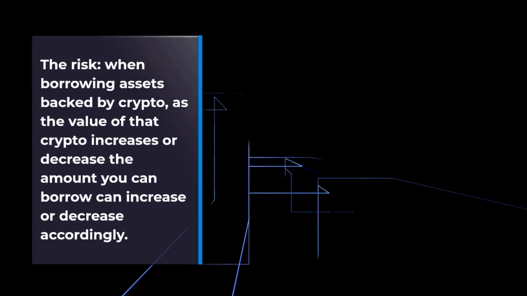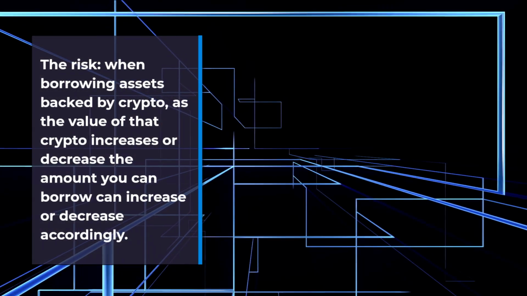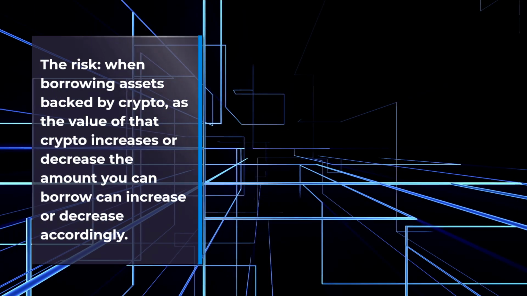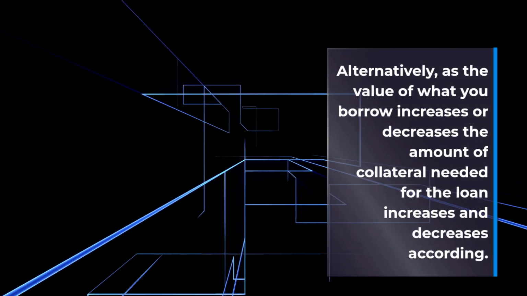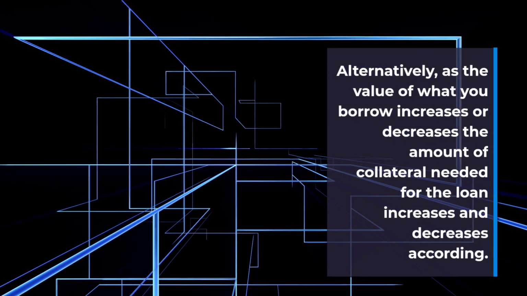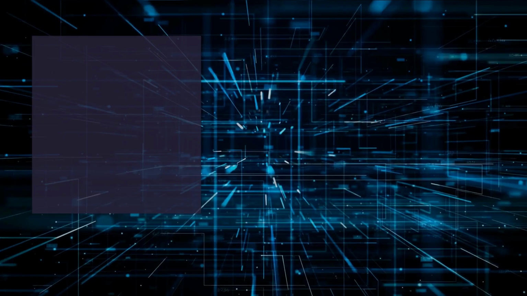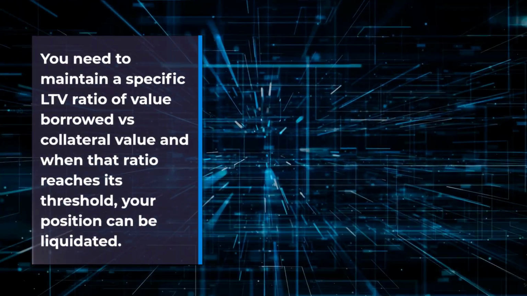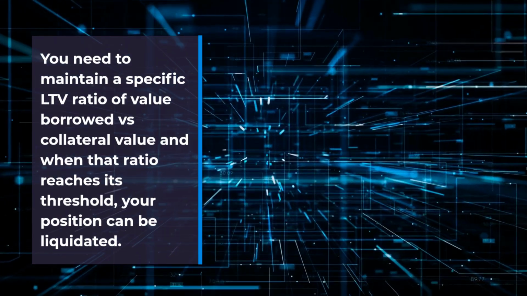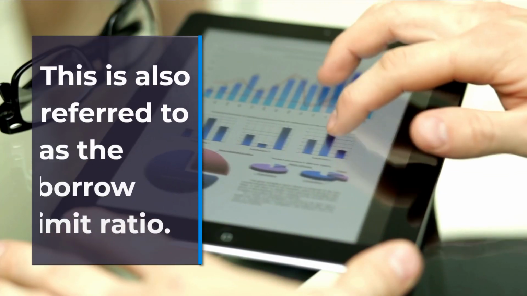The risk, when borrowing assets backed by crypto, is that as the value of that crypto increases or decreases, the amount you can borrow can increase or decrease accordingly. Alternatively, as the value of what you borrow increases or decreases, the amount of collateral needed for the loan increases and decreases accordingly. You need to maintain a specific LTV ratio of value borrowed versus collateral value, and when that ratio reaches its threshold, your position can be liquidated. This is also referred to as the borrow limit ratio.